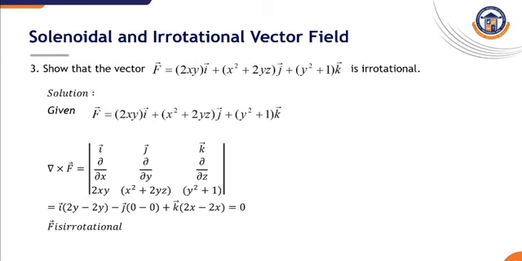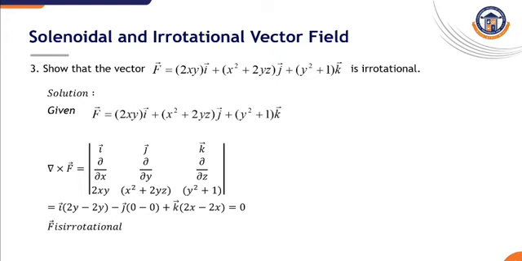So now the third one, the problem on the irrotational concept. We prove that the vector f, 2xy into i vector plus x square plus 2yz into j vector plus y square plus 1 into k vector, is irrotational. We know that irrotational means del cross f vector will become 0.